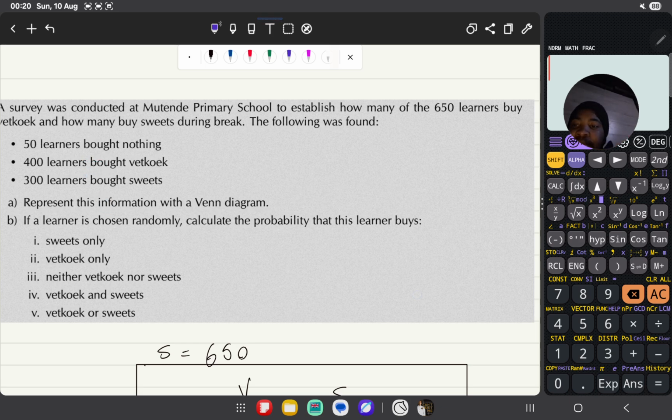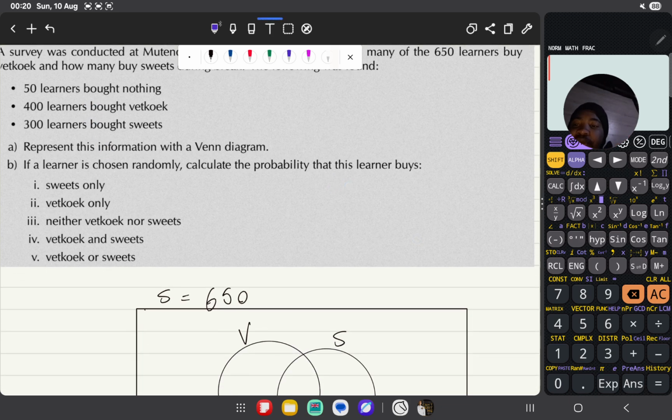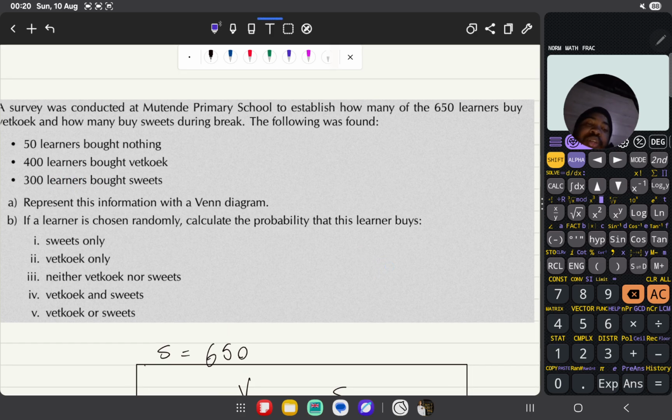So for the learners who bought, here's another thing you see there: 400 learners who bought fed cooks, and 300 learners who bought sweets. If you take that 400 and add 300, you get 700, right? This 700 is greater than 650, right? So the 700 is greater than 650.